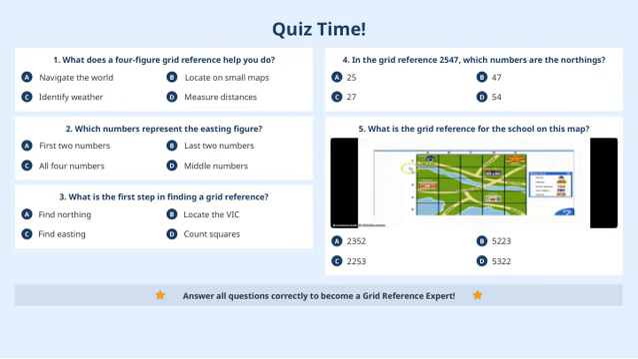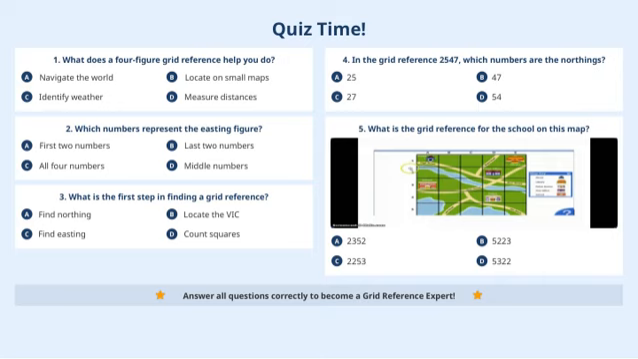Next question, which numbers represent the easting figure? Is it A, the first two numbers, B, the last two numbers, C, all four numbers, or D, the middle numbers? Remember, eastings tell us how far east we are from the grid's origin, and in a four-figure reference, that's the first two digits. Moving on, what is the first step in finding a grid reference? Should you A, find northing, B, locate the VIC, C, find easting, or D, count squares?